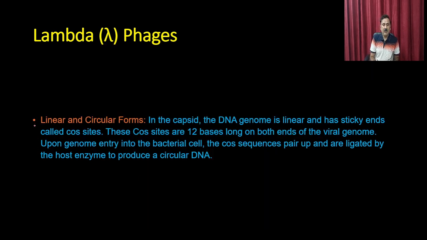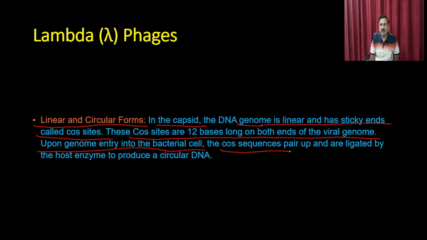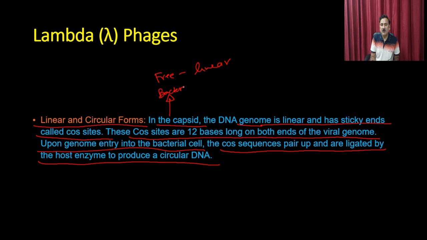Now, the linear and the circular form. In the capsid, the DNA genome is linear and has a sticky end called cos sites, and these cos sites are 12 base pairs long on both ends of the viral genome. Upon genome entry into the bacterial cell, the cos sequences pair up and are ligated by the ligase enzyme to produce a circular genome. So, in the capsid, when the virus is free, it is going to be linear, right? And when the virus is present inside the bacteria, it is going to be circular.